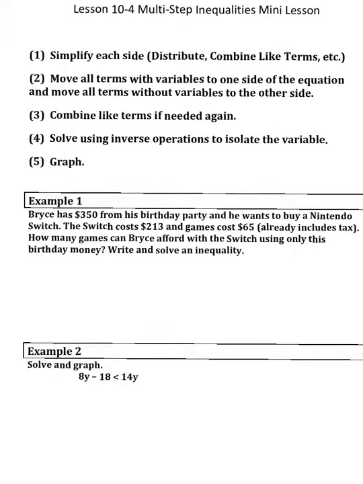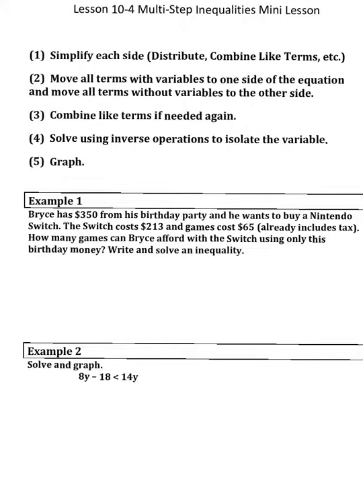Example 1: Bryce has $350 for his birthday party and he wants to buy a Nintendo Switch. The Switch costs $213 and the games cost $65, and these are already including tax. How many games can Bryce afford with the Switch using only this birthday money? Write and solve an inequality.